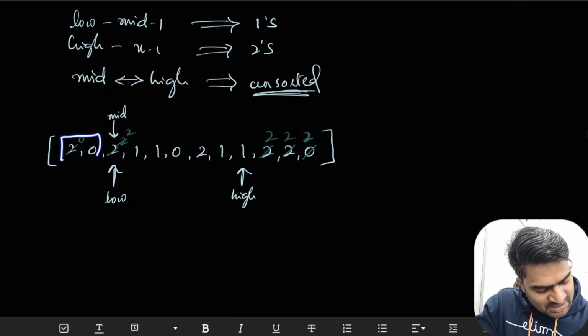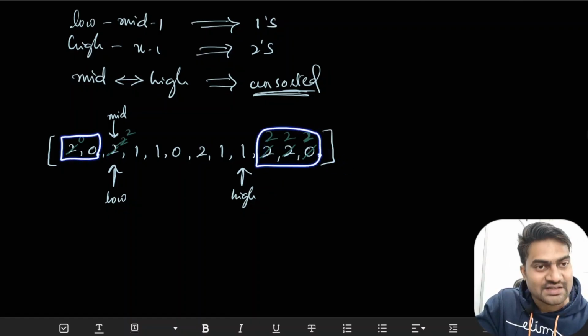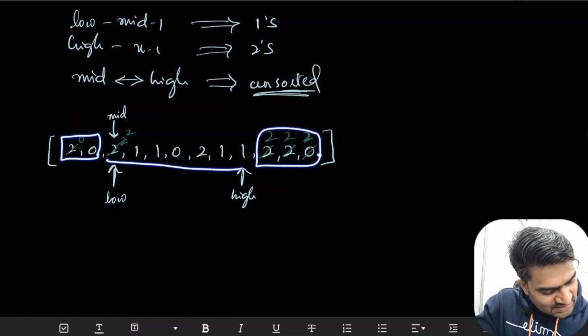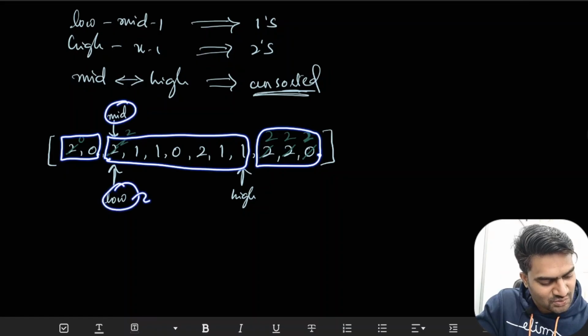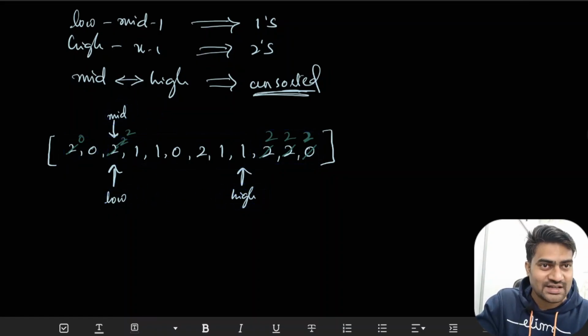Now if you see, this part is sorted, this part is sorted, correct, right? This is only the unsorted part. This is what we are trying to process using our mid, low and high pointers. So these pointers always point to the unsorted values.